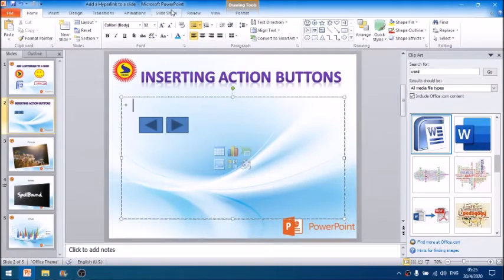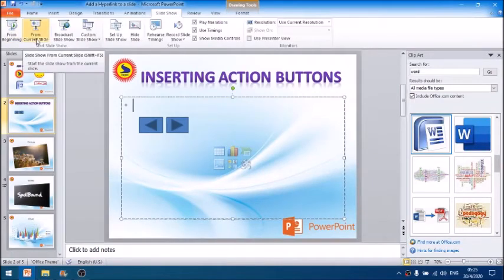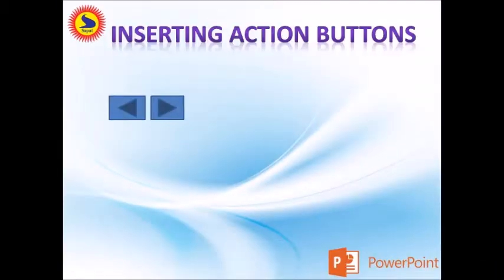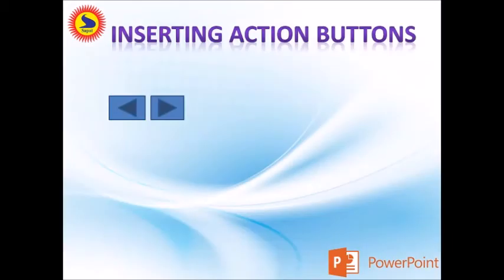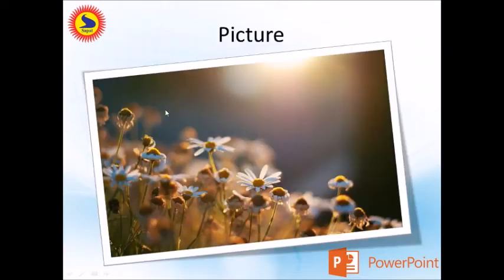So I'm going to slideshow, and let's start from current slide. If I click on my first button, which is programmed to bring me to previous slide, I am on a previous slide. And if I click on my second button, which is programmed to bring me to the next slide, as I am clicking on it, I am on a next slide. So it works.